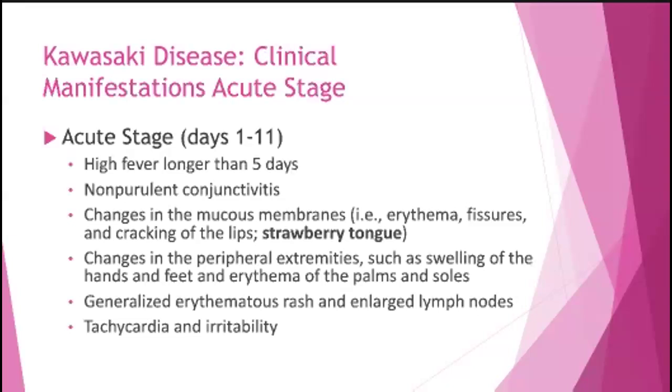So in the acute stage of Kawasaki's disease, kids are going to have a really high fever, red eyes, a strawberry tongue, rash, swollen hands and feet, and big neck nodes. These symptoms mark the peak inflammation stage.